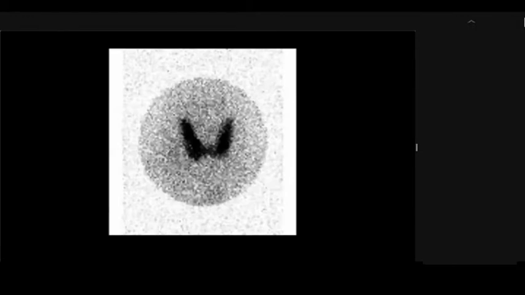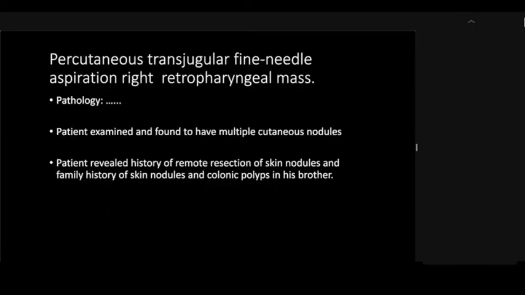The nuclear medicine study, however, was negative, and then the patient had a percutaneous transjugular fine needle aspiration of the right retropharyngeal mass. Before I reveal the pathology, I will note that the patient was examined and was found to have multiple cutaneous nodules. He also was found to have remote resection of skin nodules and a family history of skin nodules and colonic polyps in his brother.